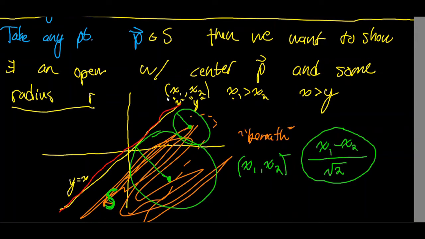This applies for any point. This radius and this center point applies for any point in S. So let's do that. Our goal now is to show that the open ball with center x1, x2 and radius (x1 minus x2) over square root of 2 or smaller. I could even choose a radius that's smaller, and I'm actually going to do that, and you'll see that in a second here. Our goal is to show that that open ball is entirely contained in S.